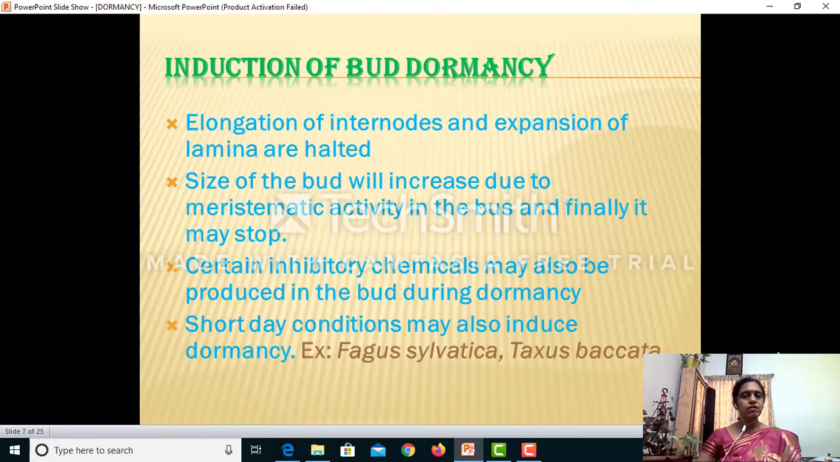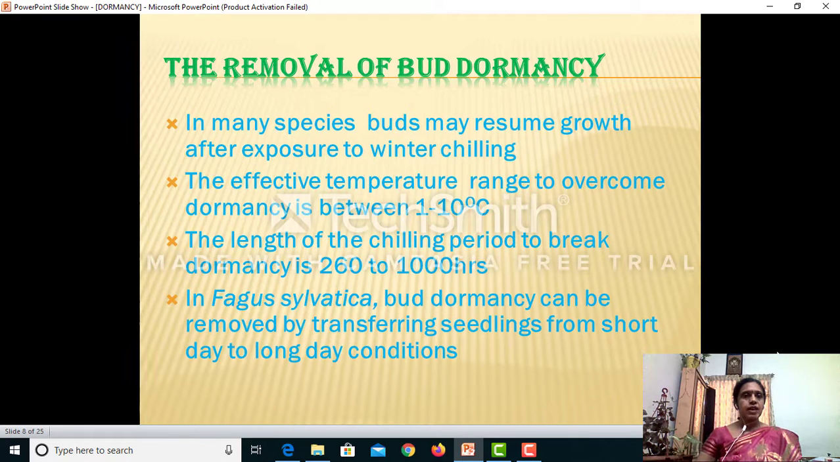Short day conditions may also induce dormancy in long day plants, for example, in Fagus sylvatica and Taxus baccata. Here, in many species, buds may resume growth after exposure to winter chilling. The effective temperature range to overcome dormancy is between 1 to 10 degrees centigrade. The length of the chilling period to break dormancy is 260 to 1000 hours.